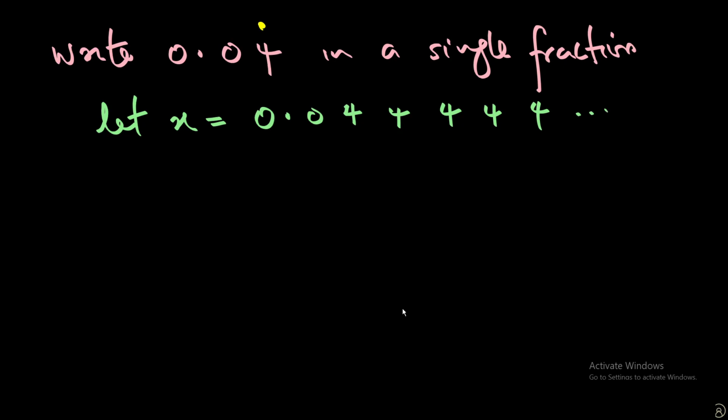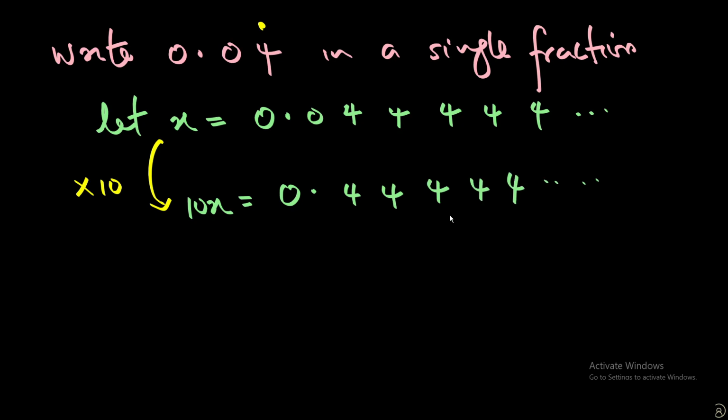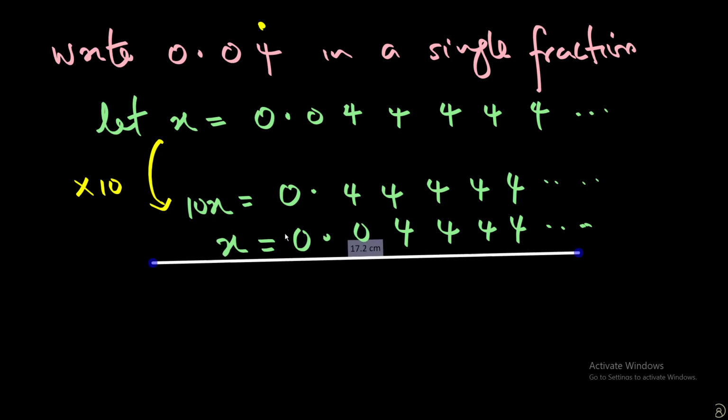And because one digit here is recurring, we're going to multiply the first equation by 10. And when we do that, we're going to have 10x and then multiply by 10. Then this is going to be 0.44444 recurring. Now what we're going to do next is to bring the first equation underneath. Okay, x is equal to 0.04444 recurring. And now we have these two equations side by side, and we're going to subtract down the column.